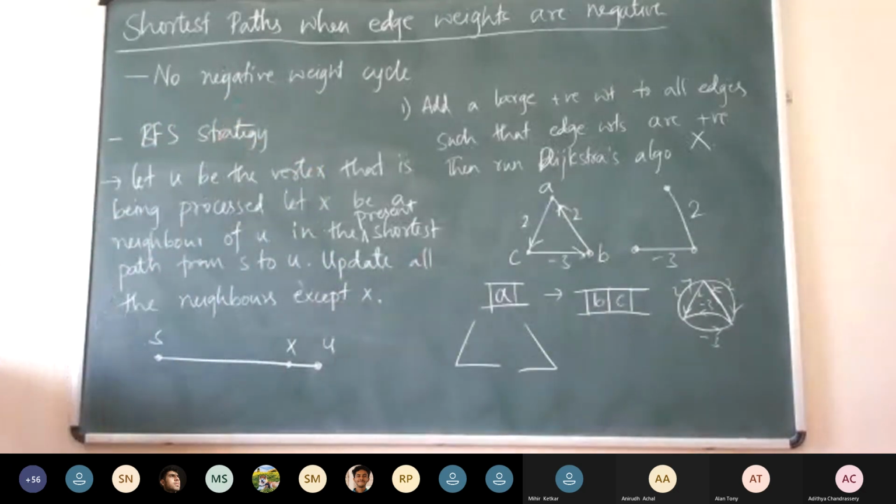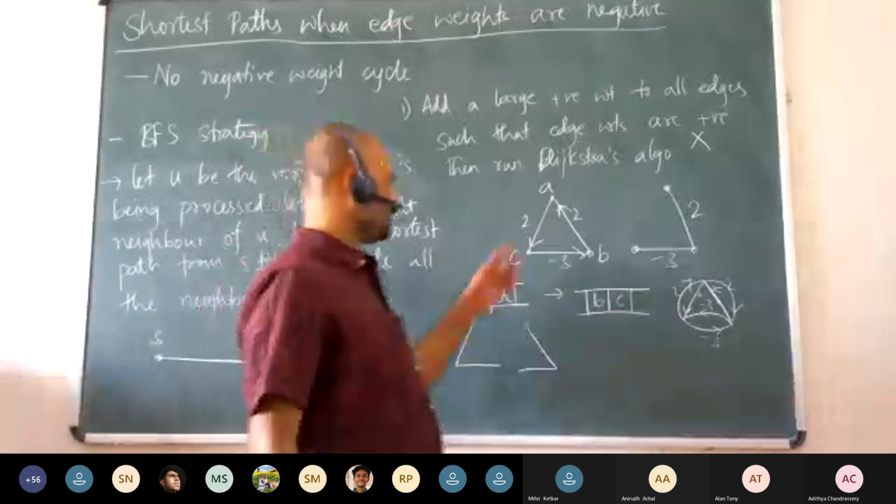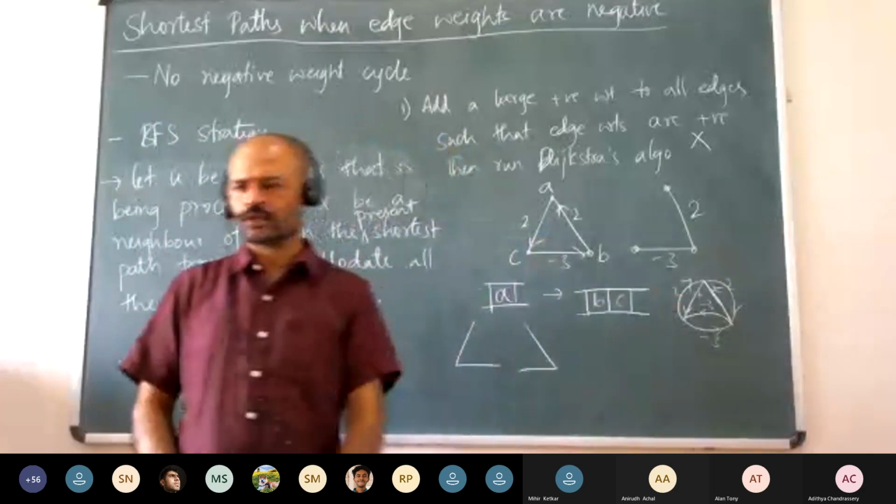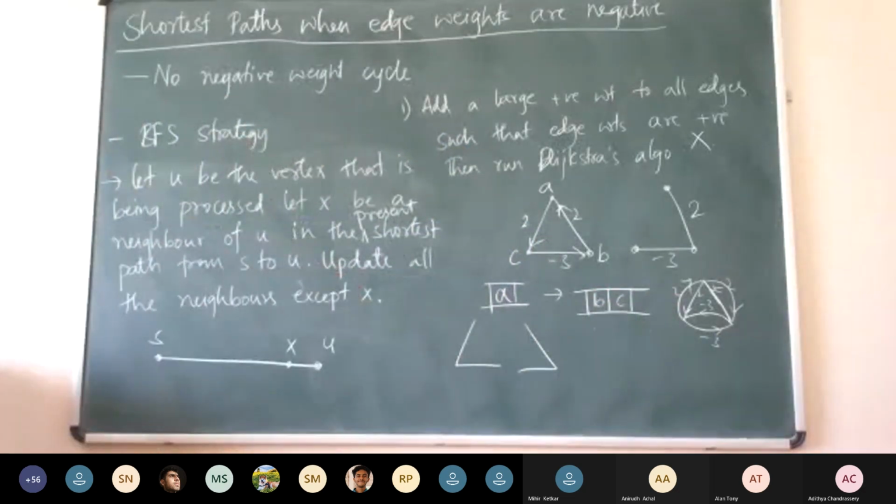Now to work with it, that is what Aditya is doing, right? So if you want to make an undirected graph into a directed graph, this is what you can do. Okay?